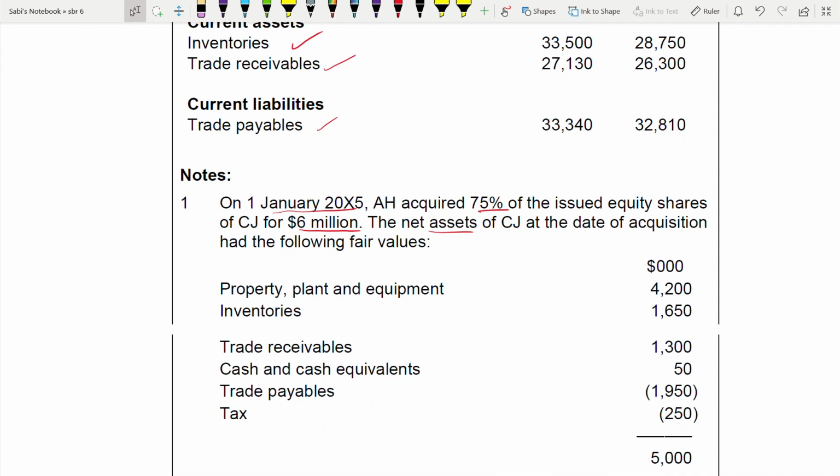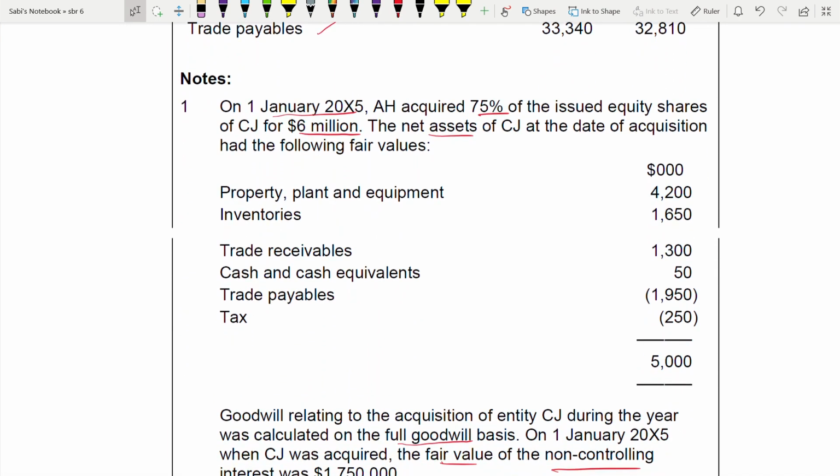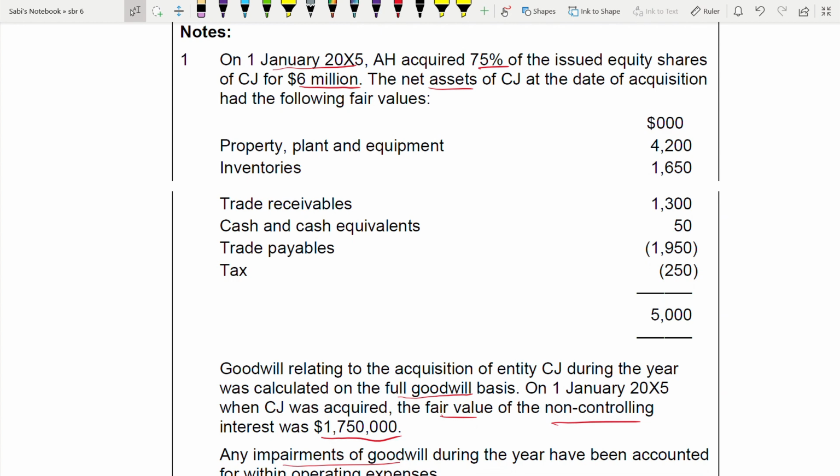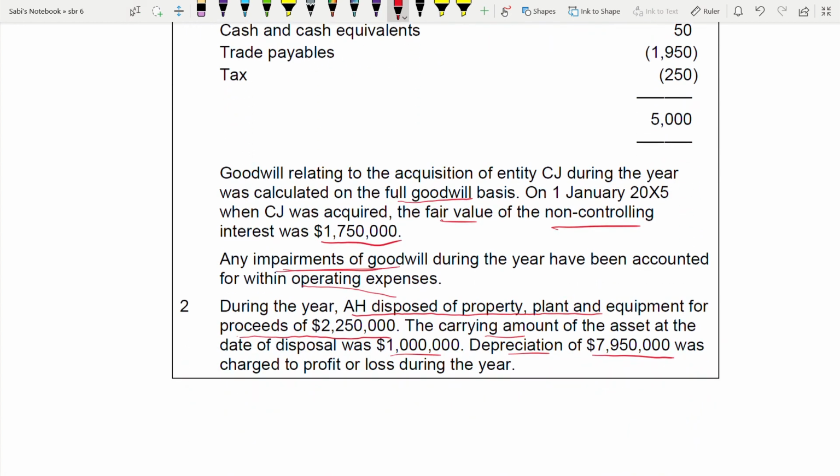One is your goodwill impairment. Impairment of goodwill is one that you have to do a working for. I'm making a note of it. Second, what is it? You're disposing property, plant and equipment, so a profit or a loss on disposal. That is the second thing which is required in the adjustment.